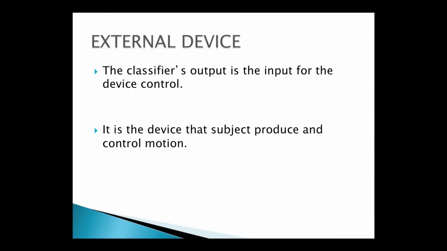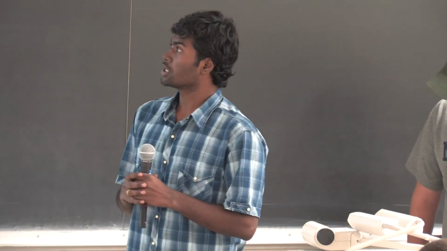And then coming to the external device, let us take an example of an artificial wheelchair or a robotic arm, so that if a person doesn't have any hand, by using this hand he can touch any items. And then this classifier output is the input for the device control. And then I have told you the brain output, which is collected into the computer. It is a device that provides control motion, and then according to that it actually performs the appropriate output.